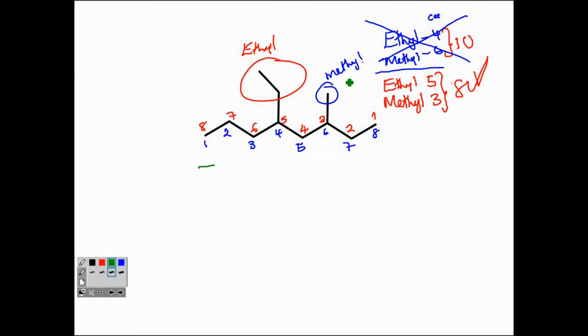So this is going to be 5-ethyl, 3-methyl. See, E comes before M, even though 3 comes before 5, but you're basing on alphabet here. So it's 5-ethyl-3-methyloctane, because we have 8 carbons in the longest parent chain. Okay, so we use the least number set of rule.